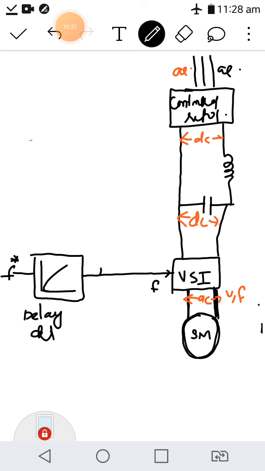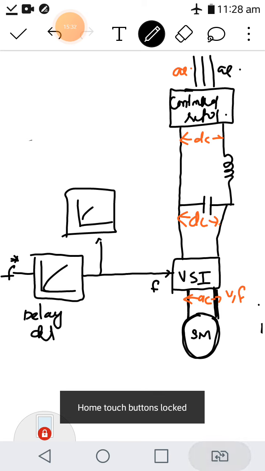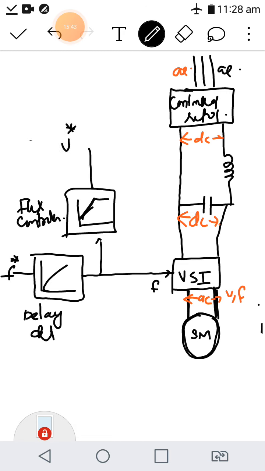So this frequency is again given to, as we have seen in induction motor drive also, a flux control block. This flux control block produces a reference voltage V star. Based on that V star, we can give pulses. A firing circuit block is there. Based on this V star, different firing angles can be produced.